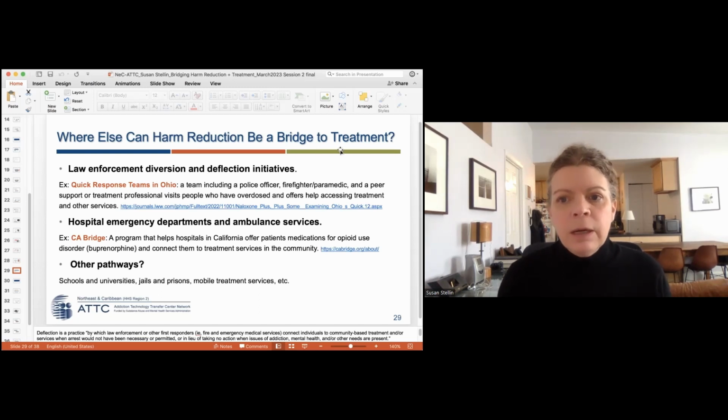So there's emergency rooms, student unions, shelters. There are a lot of opportunities to bring this to schools, jails and prisons, mobile treatment services, and other locations, thinking about where that harm reduction pathway can then offer engagement with treatment services.